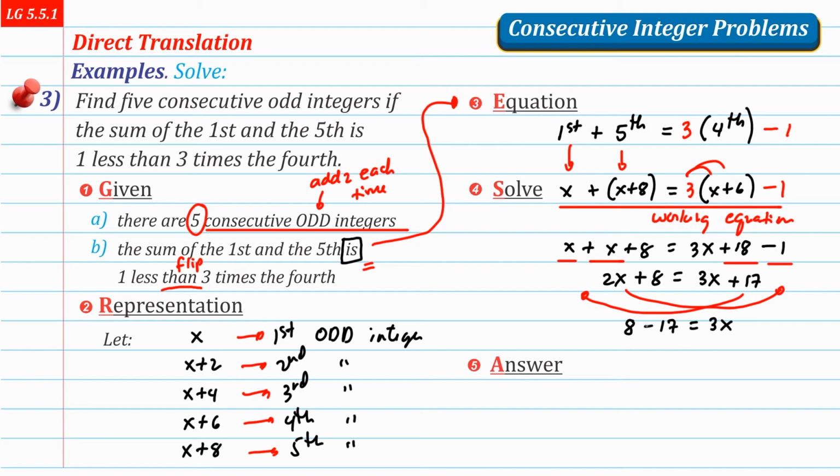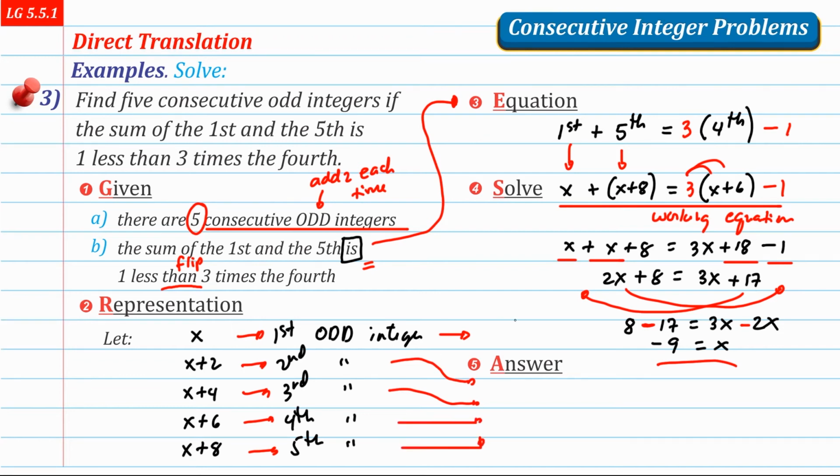So 8 minus 17 is equal to 3x minus 2x, because of the transposition. Therefore x is equal to 8 minus 17, which is negative 9. Don't get excited yet, that's not the answer yet. Go back to the problem, we need the 5 integers. Let's continue the answer here. The first odd integer is x, which is negative 9.